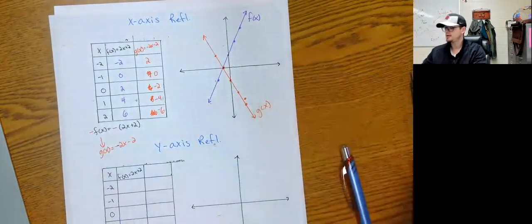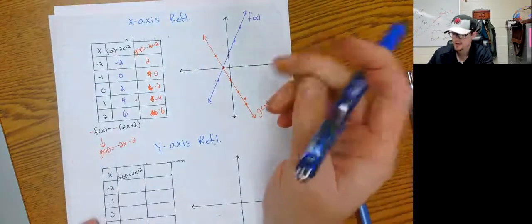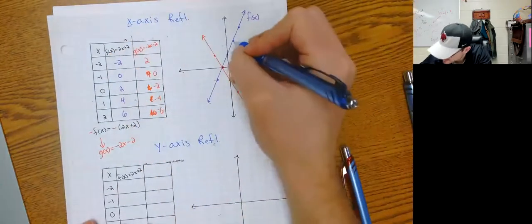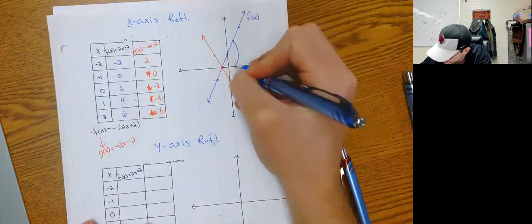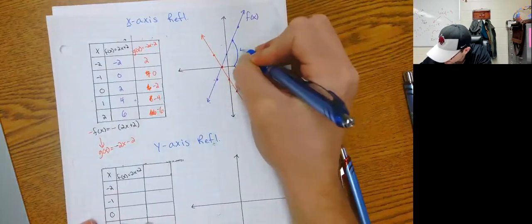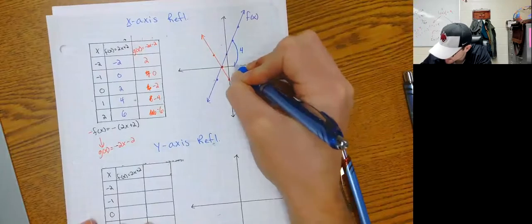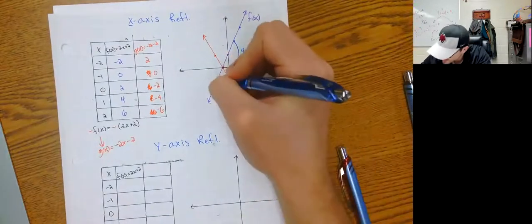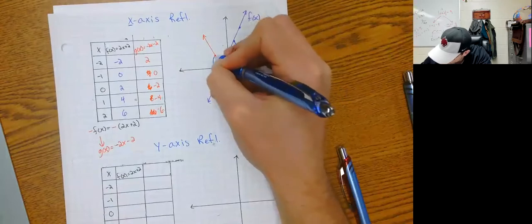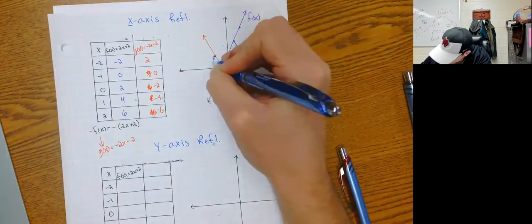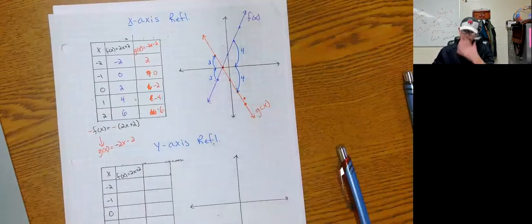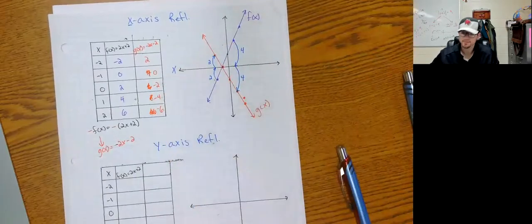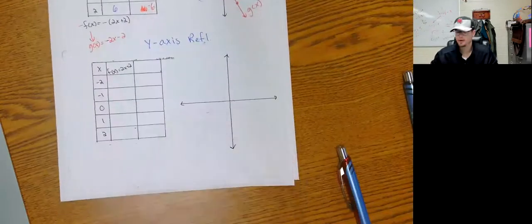What you see here is a reflection over the x-axis. So reflected perfectly, that's 4 units, that's 4 units. So bounce, bounce. Reflected over the x-axis. Perfect, just like this one. Reflected over the x-axis. Perfect. All right, let's do the y-axis now.